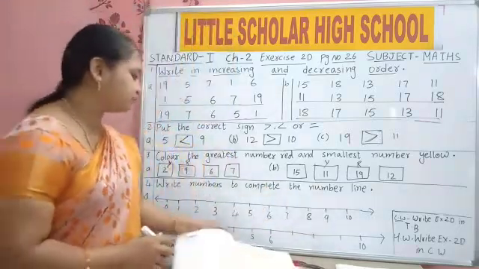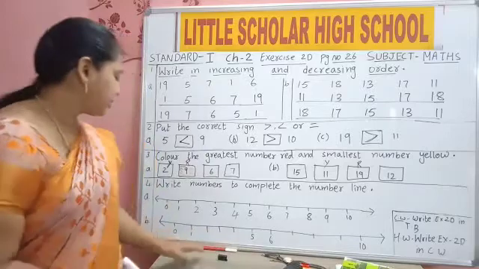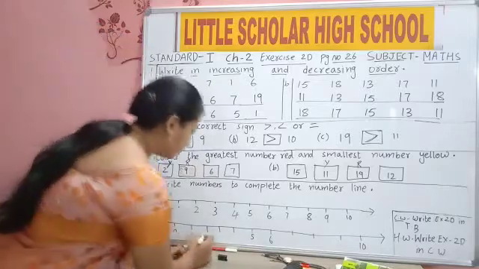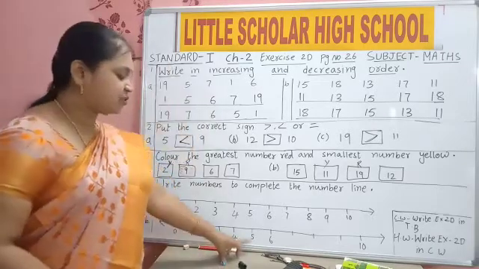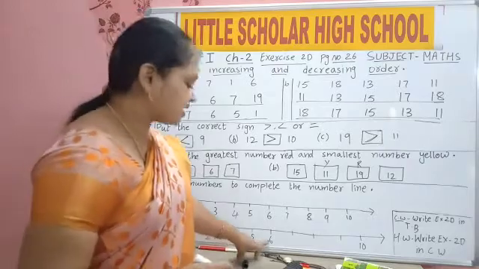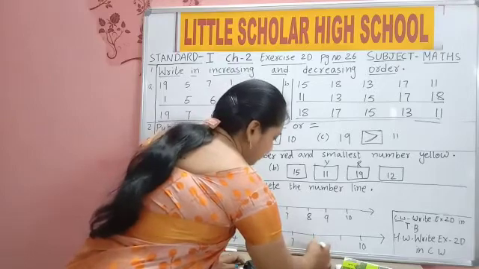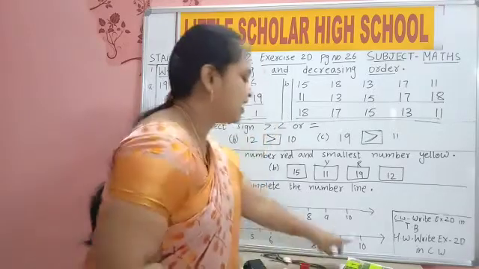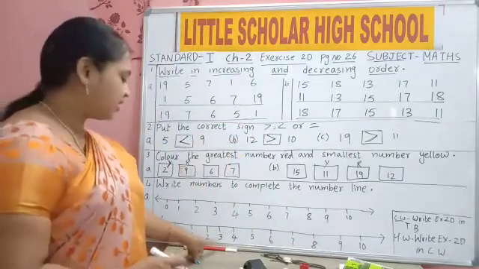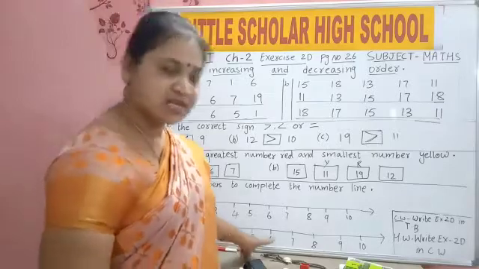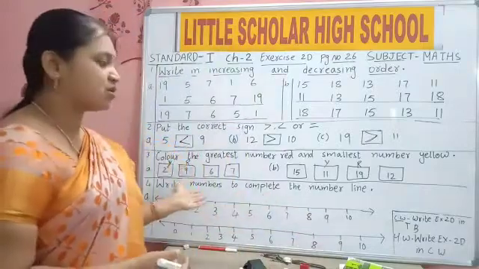Next, one more we have. 0, 1. After 1, 2. After 2, 3. After 3, 4. After 4, 5 is already given. After 5, 6. After 6, 7. After 7, 8. After 8, 9. Then 10 is given. Now read 0, 1, 2, 3, 4, 5, 6, 7, 8, 9, 10. Yes, now the numbers are correct on the number line.